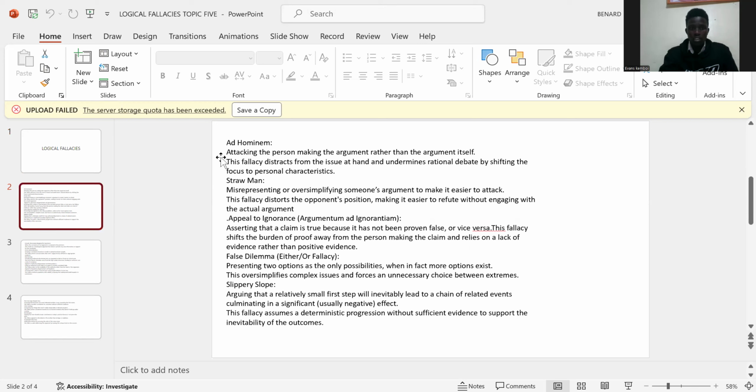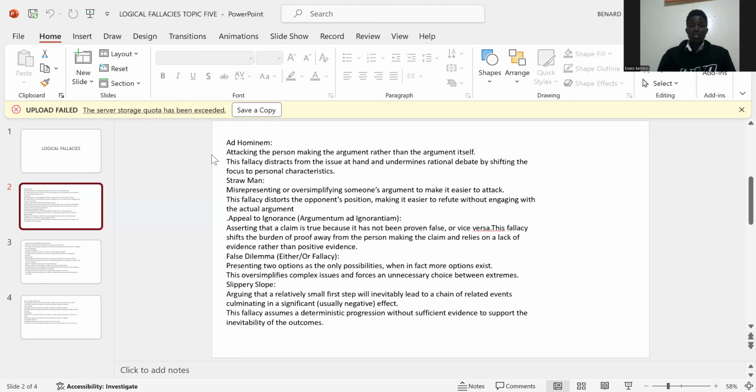The first one is the ad hominem. Ad hominem: attacking the person making the argument rather than the argument itself. This fallacy distracts from the issue at hand and undermines rational debate by shifting the focus to personal characteristics.